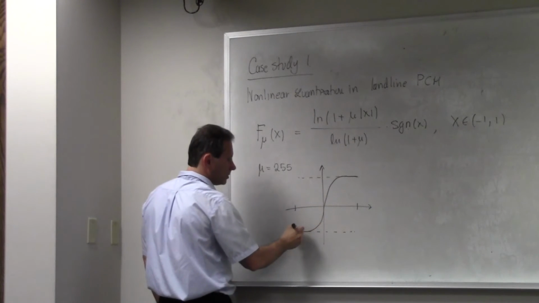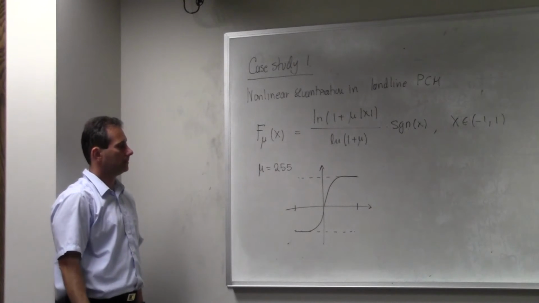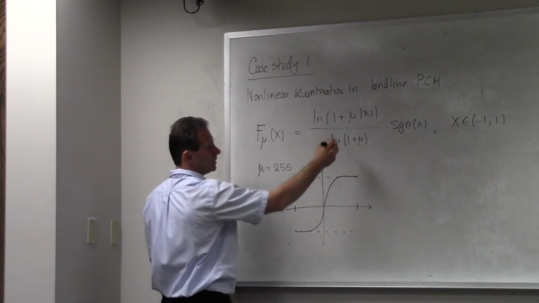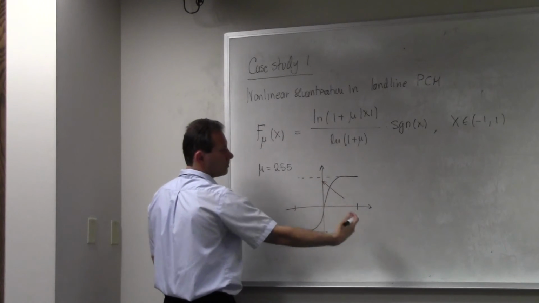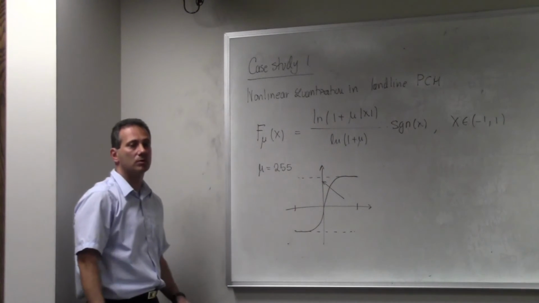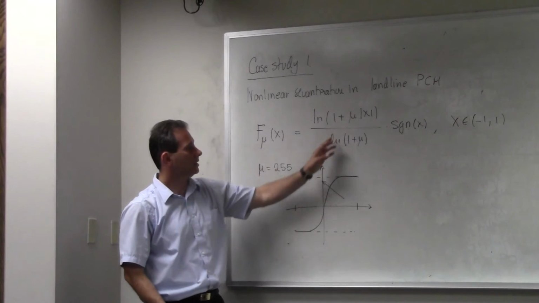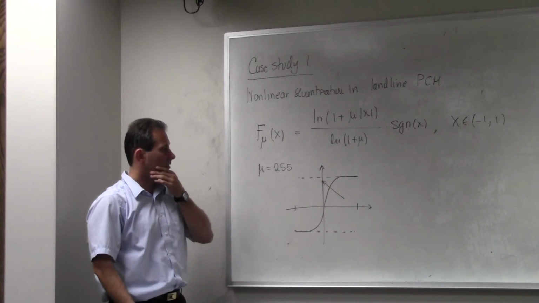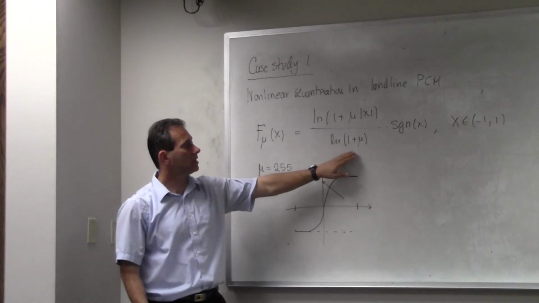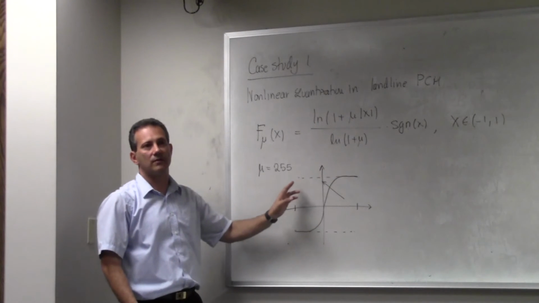It's quite steep, this compression. You may want to try it in MATLAB. You can see as mu increases, you're pushing this curve more and more towards the axis. For mu equal to infinity, you end up with a step function, but that's not where you want to go. So the mu here is a parameter that allows you different levels of compression.